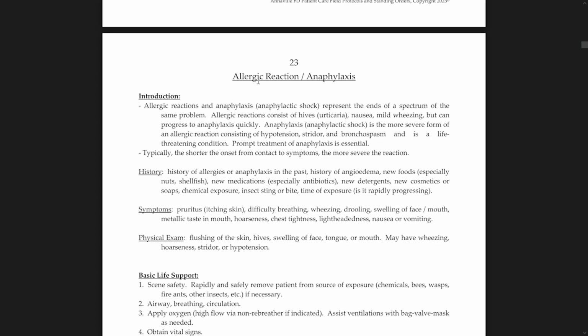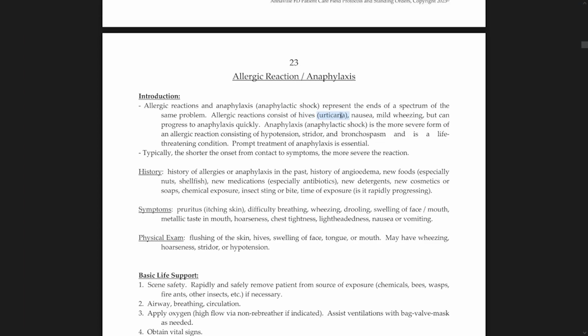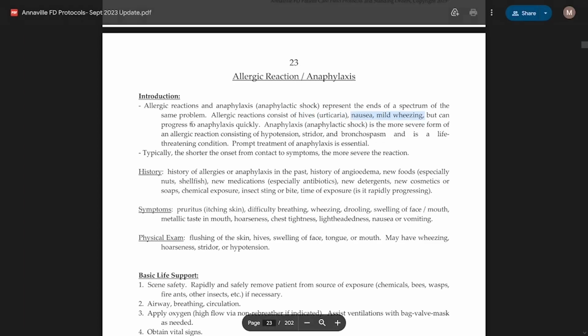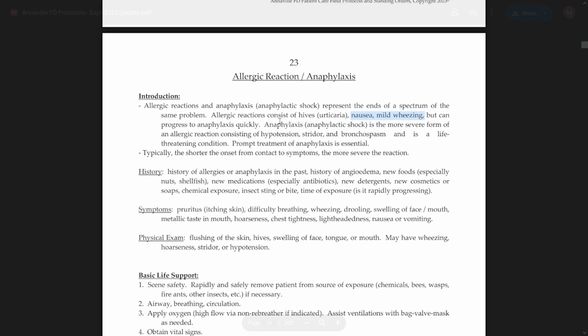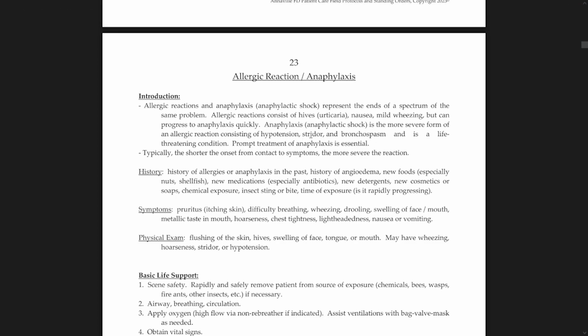The next section is allergic reactions or anaphylaxis. So allergic reactions and anaphylaxis, or anaphylactic shock, represent the ends of a spectrum of the same problem. Allergic reactions consist of hives, which is also known as urticaria, nausea, mild wheezing, but can progress to anaphylaxis quickly. Anaphylaxis, or anaphylactic shock, is the most severe form of an allergic reaction, consisting of hypotension, stridor, and bronchospasm, and it is a life-threatening condition. Prompt treatment of anaphylaxis is essential.